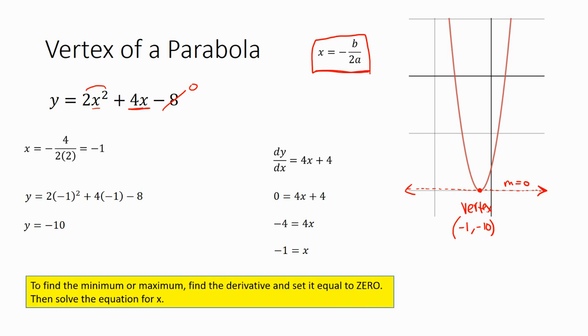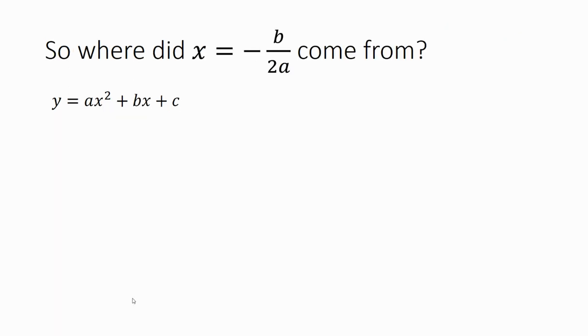Before we go on, in general, to find the maximum or minimum point of any function, we're not just going to do parabolas, you find the derivative, set it equal to 0, because there will be a horizontal tangent line at that point with a slope of 0. And then solve the equation for x, and that will give you the x coordinate. So where did this formula come from?